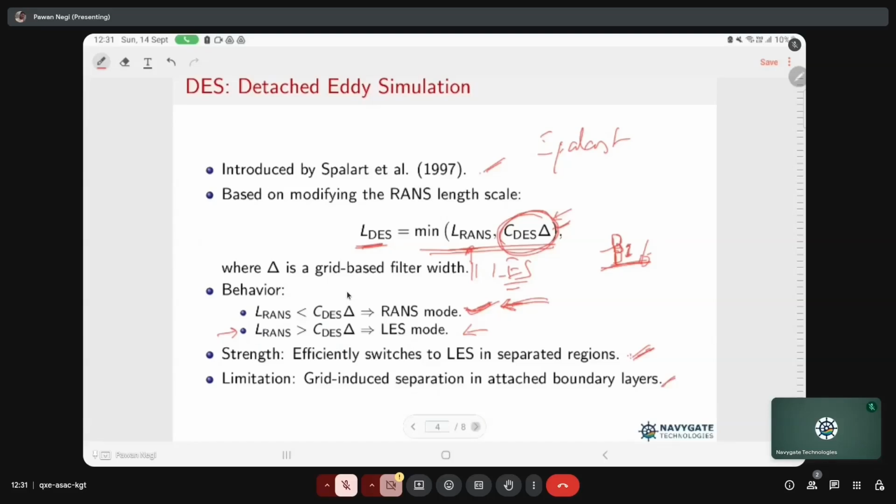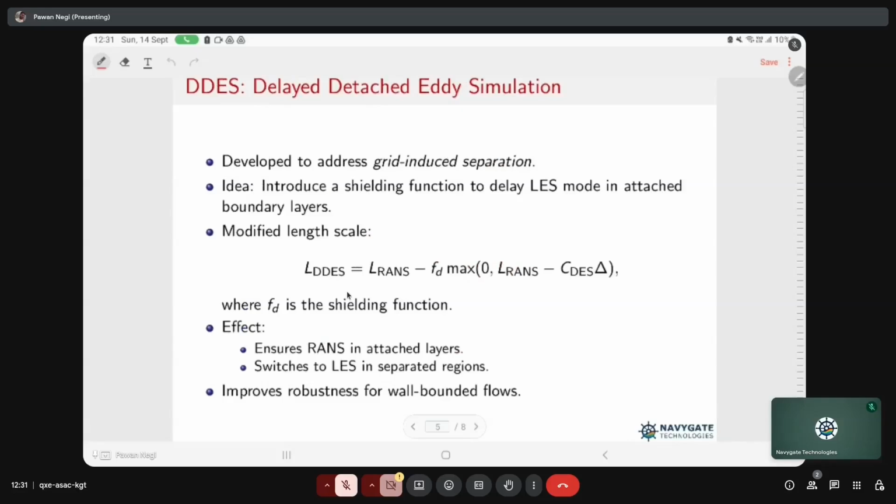Then came this, which is delayed detached eddy simulation. The main idea here was to address this grid induced separation. So in this particular method, they used a method to delay the switching to the LES mode.